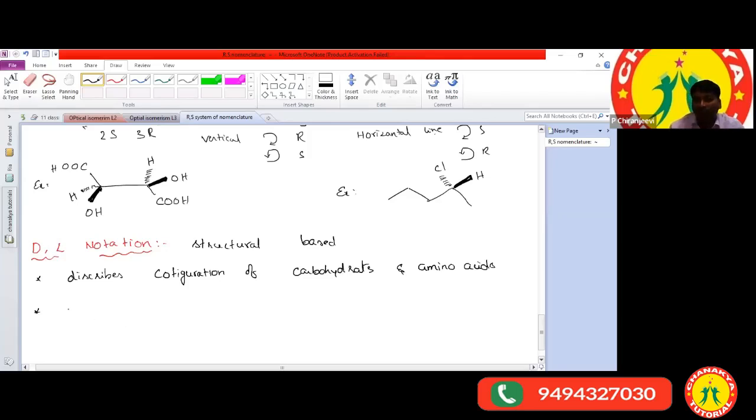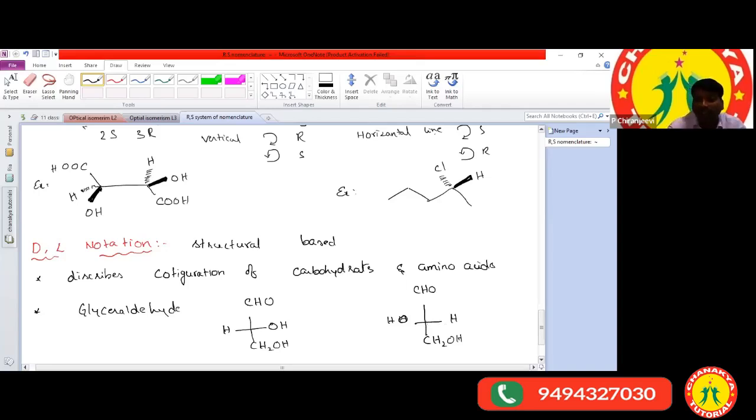So based on which one are we going to explain? Based on glyceraldehyde, we are going to explain DL notation. What is the molecular form of the glyceraldehyde? CHO, bond H or OH, bond CH2OH. And one more structure we can write: CHO, bond OH, H, bond CH2OH. So these two are glyceraldehydes only. But which one can we call D-glyceraldehyde and which one L-glyceraldehyde?